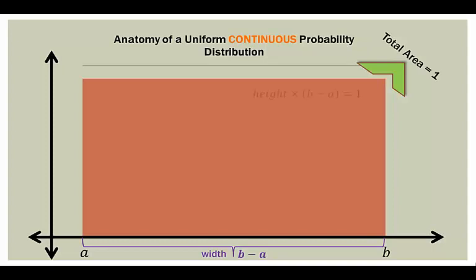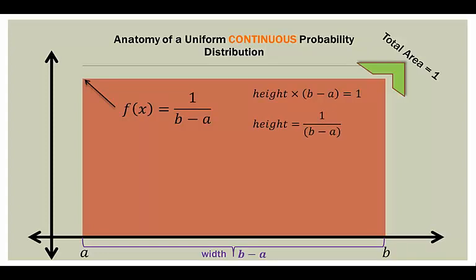Now we know the area is 1. Using some very simple math, we know that the area of a rectangle is its height times its width. In this case, it equals 1. So we know 2 of those things, so we can solve for the third, which is the height. We use some simple algebra to come up with the height of our distribution here. So it's 1 divided by B minus A. That is the height of this rectangle. The area is 1, the width is B minus A, therefore the height is 1 divided by B minus A.